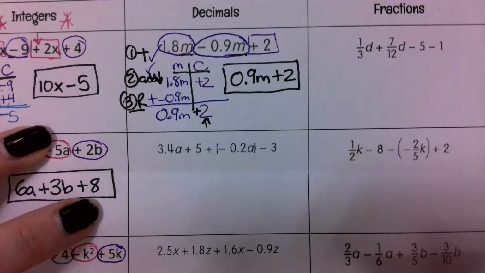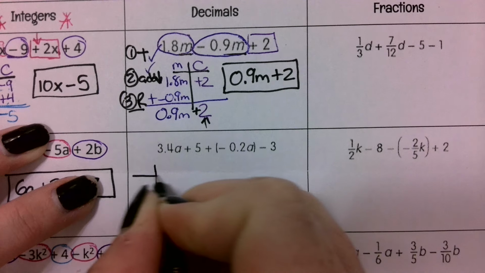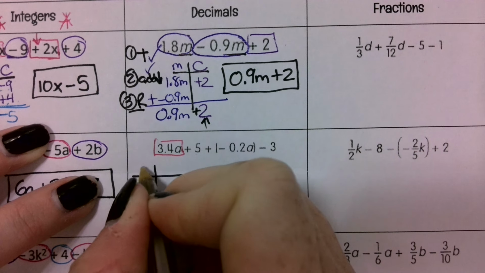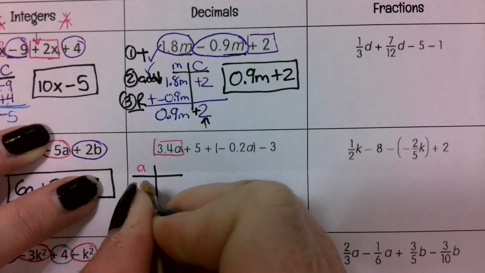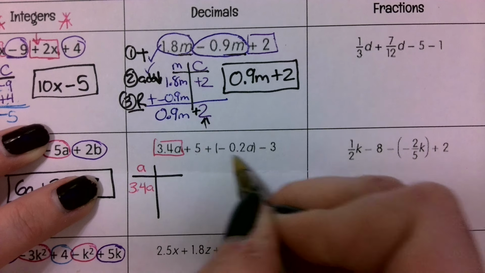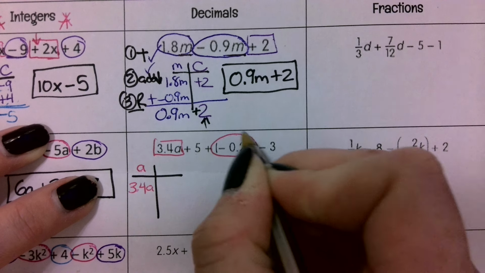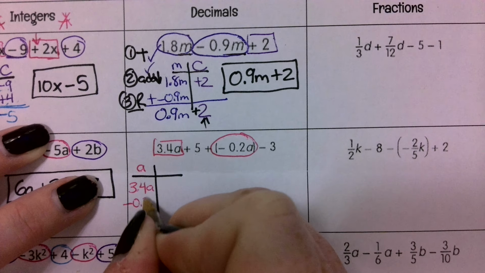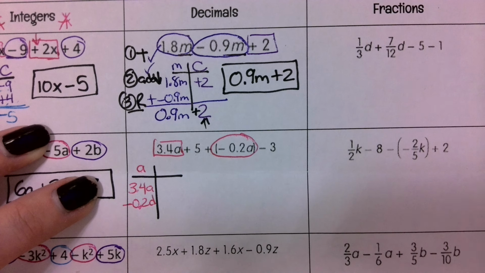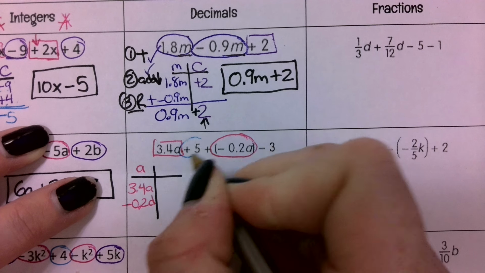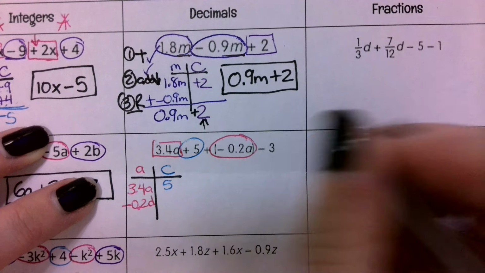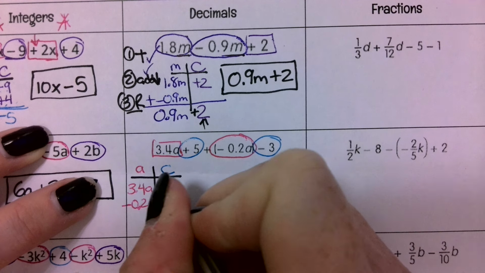All right, next one, make our T-chart. We start out with 3.4a. So I'm going to talk about my A terms first. 3.4a. 5, not like term. Then I've got this plus a negative 0.2a. So negative 0.2a. And 3 is a constant. Next, I've got my plus 5, so I'm talking about constants. So positive 5 and a minus or negative 3.